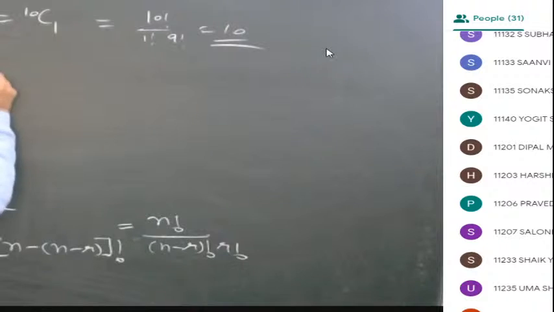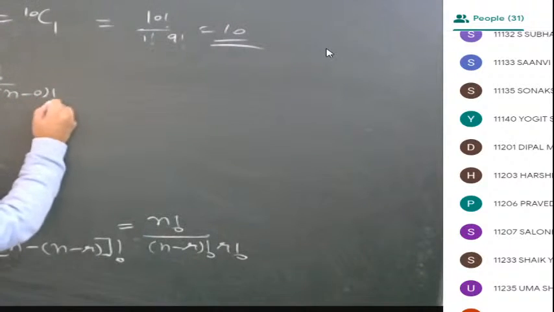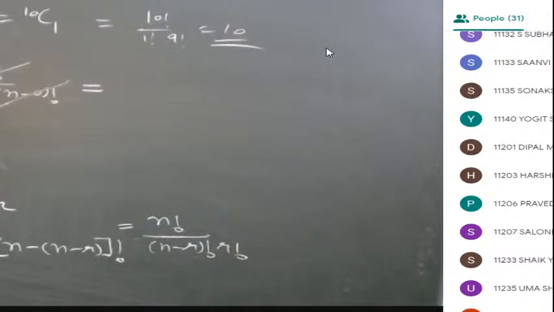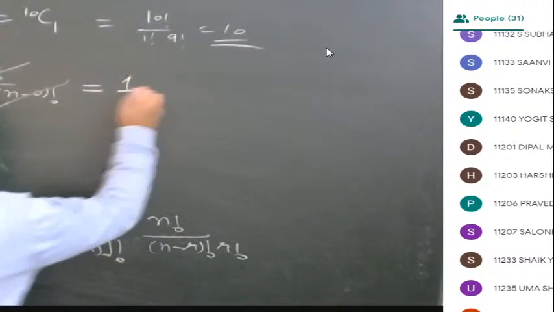NC0 will be equal to n factorial upon 0 factorial into n minus 0 factorial. This gets cancelled. How much is 0 factorial, students? What is the value of 0 factorial? 0 factorial is 1, right. We have assigned it separately, if you remember yesterday. This is 1. NC0 is 1.